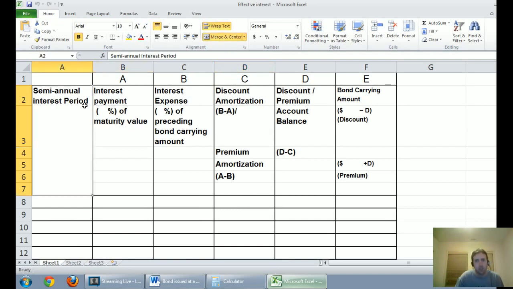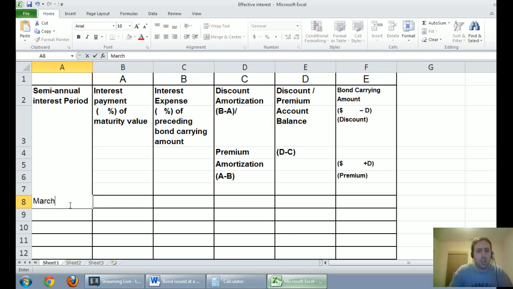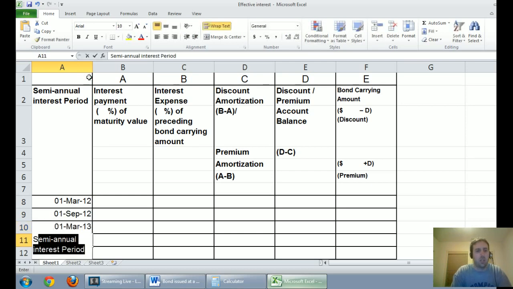I just give this to my students when they're on their exams. Maybe you'll have to memorize this or something similar. So the semi-annual interest payments: the date of issue was March 1st, 2012. Our first payment is September 1st, 2012. Then we make another payment March 1st, 2013, and September 1st, 2013. And this could keep going, right?